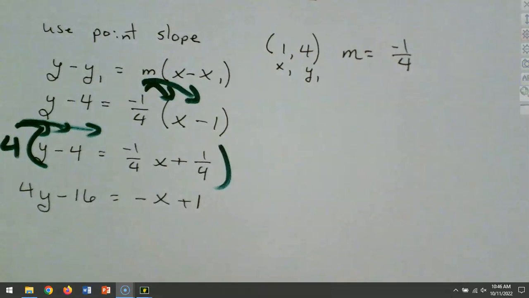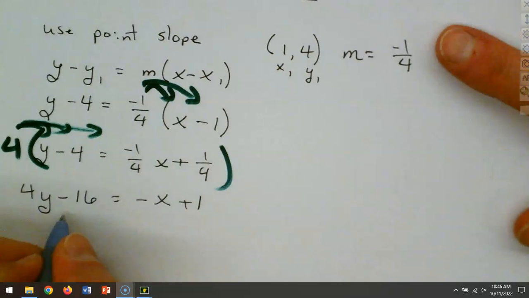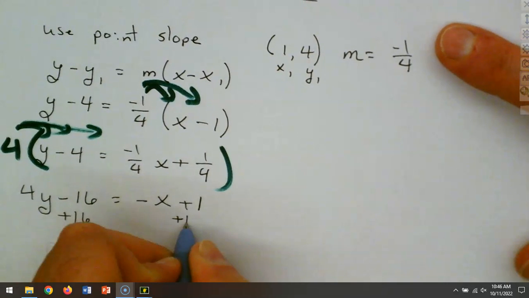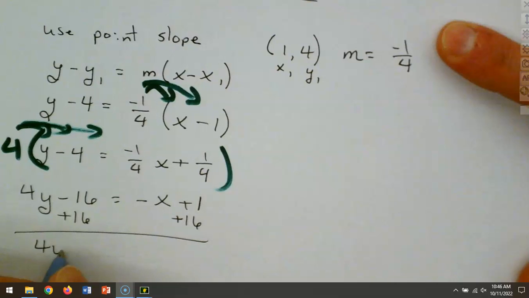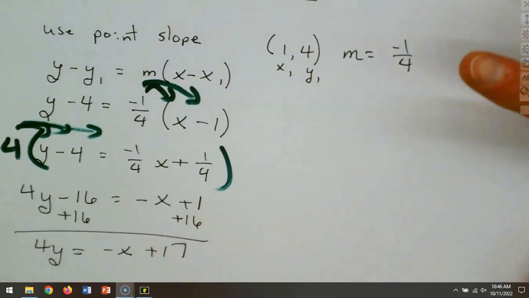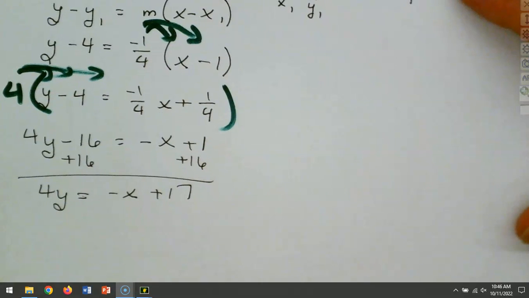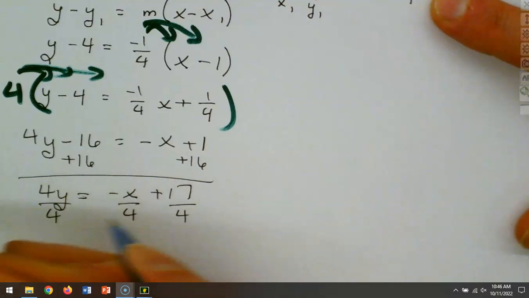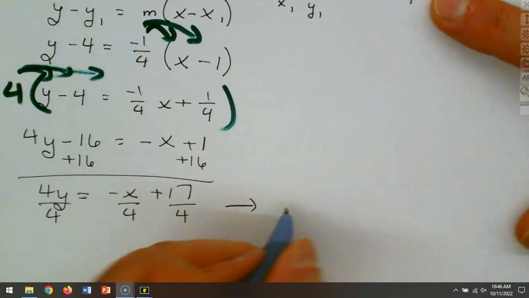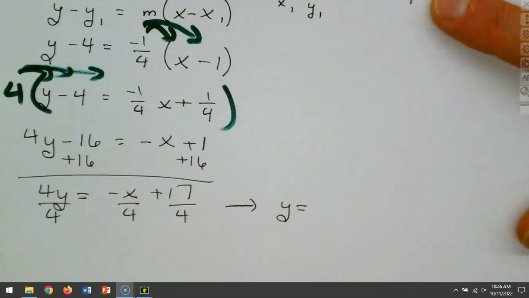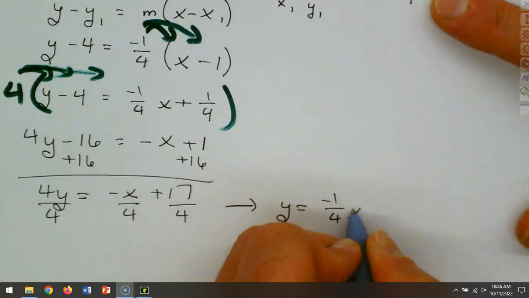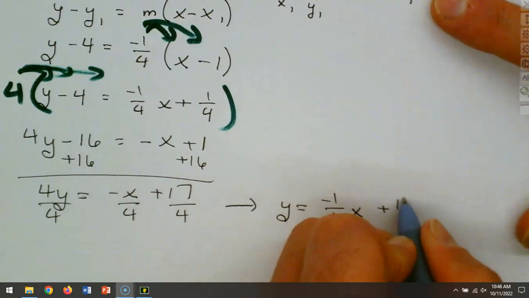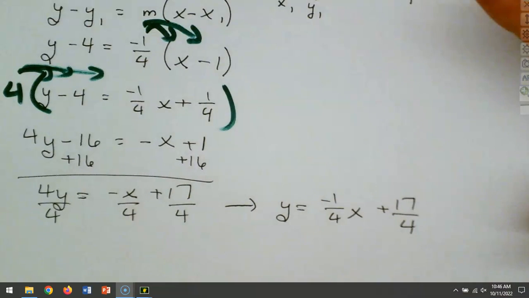We're going to go ahead and finish this out. So we want this in slope-intercept form. So I'm going to add that 16 to each side. So 4y equals a minus x plus 17. Divide by our 4 everywhere. And now we've got it. So now we've got y equals a minus 1/4 x plus 17 over 4.